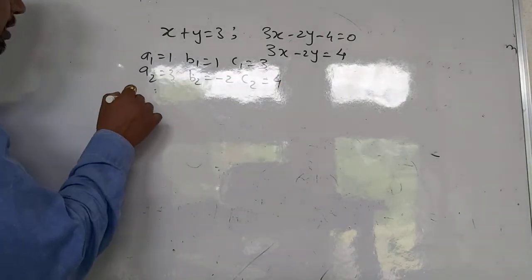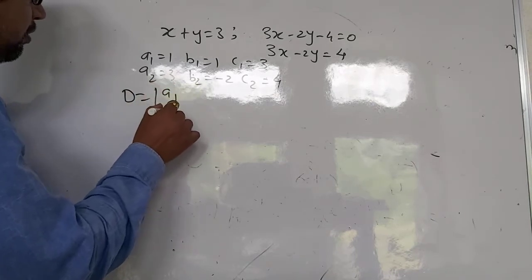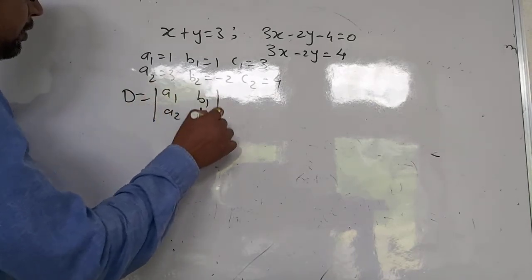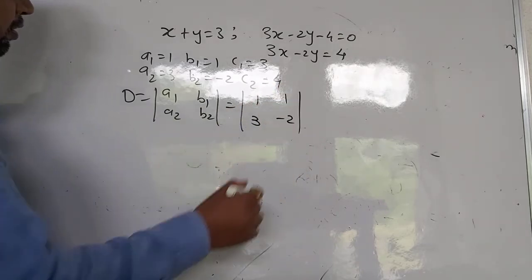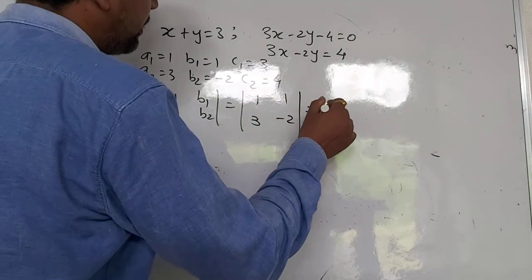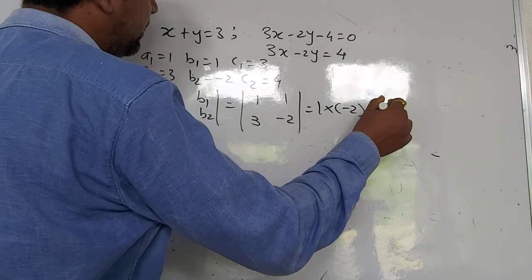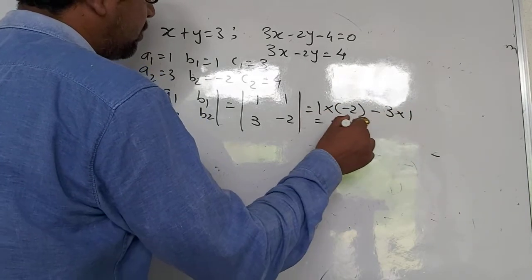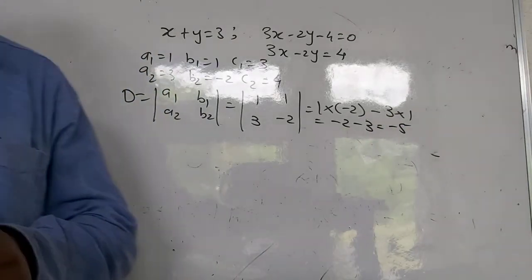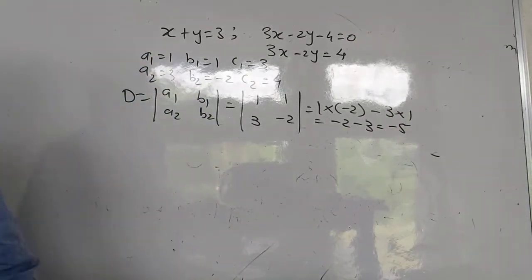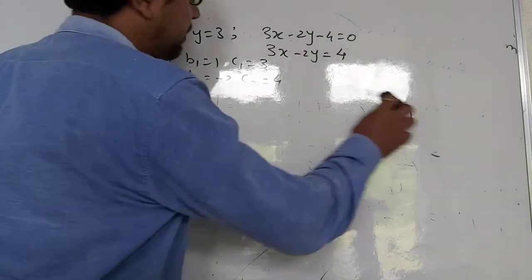So D is equal to a1, a2, b1, b2. Put the values here: 1, 3, 1, minus 2. Cross multiply it: 1 into minus 2 minus 3 into 1. So minus 2 minus 3 will be minus 5. Negative 5 is the correct answer, option number C.